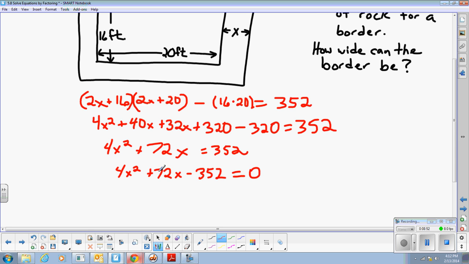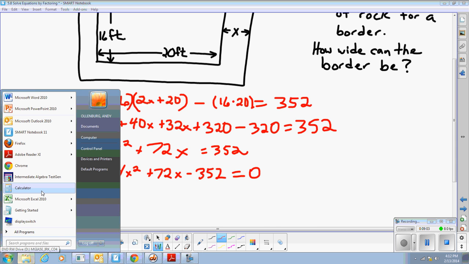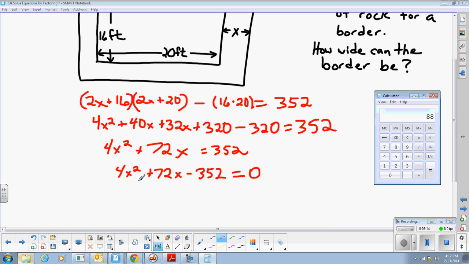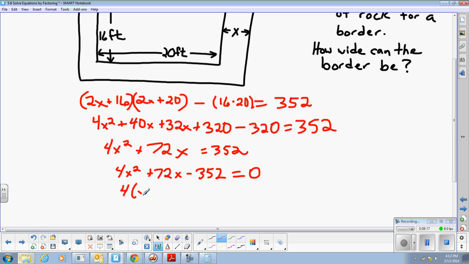Big numbers. Any common factors? Let's see, is there a common factor of 4? 352 divided by 4. Let me whip out that calculator real quick. 352 divided by 4. Hey, 88. So that makes it a lot easier. All right, so I'm going to take out a factor of 4, and I'm going to leave behind x squared, and then plus, 72 divided by 4 is 18x, and then minus 88, as we just found on the calculator, equals 0.